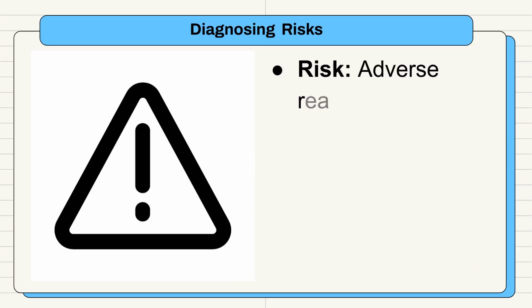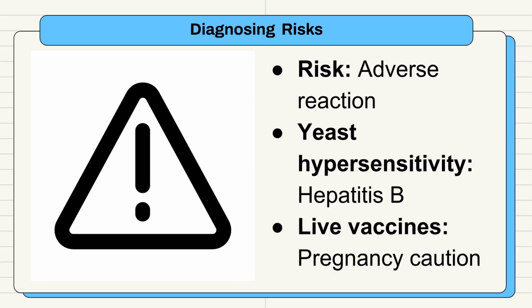Next, diagnosis. Based on your assessment, you identify potential risks. For the hepatitis B client, the nursing diagnosis might be risk for adverse reaction related to yeast hypersensitivity. Why? Yeast hypersensitivity is an absolute contraindication for hepatitis B, as the vaccine contains yeast components.